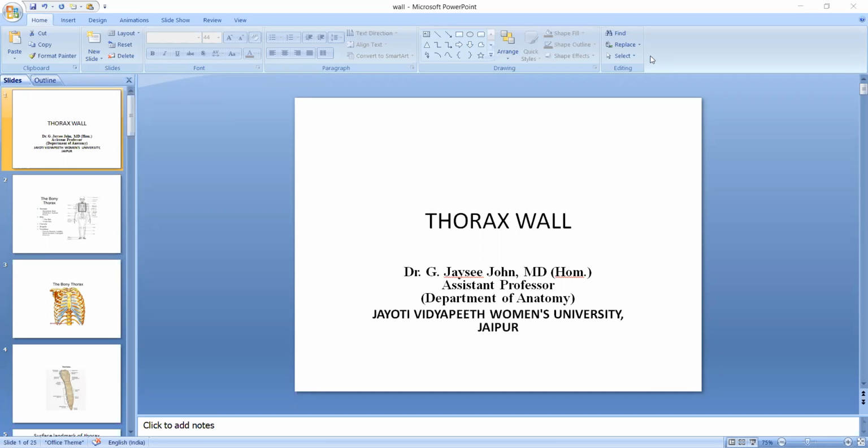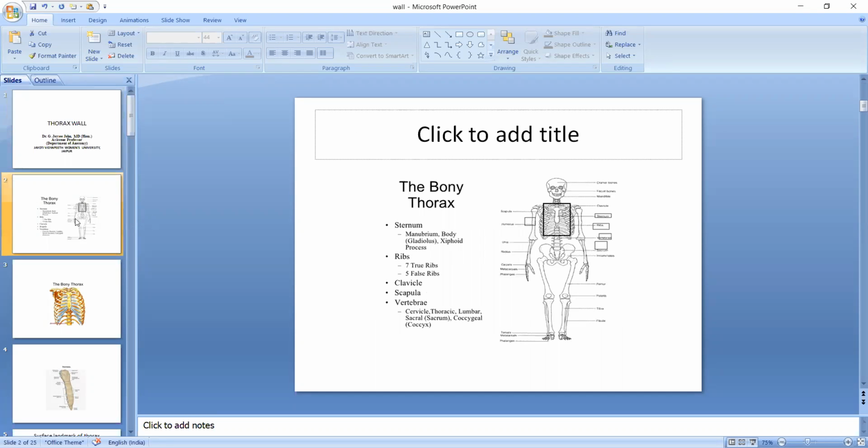Today we will discuss the thorax wall. We have seen here the thorax, and we can see this is the thorax skeleton, and the bony thorax is made up by the sternum, manubrium, body, and xiphoid process.